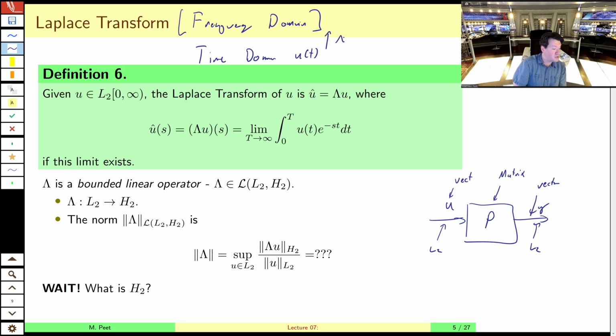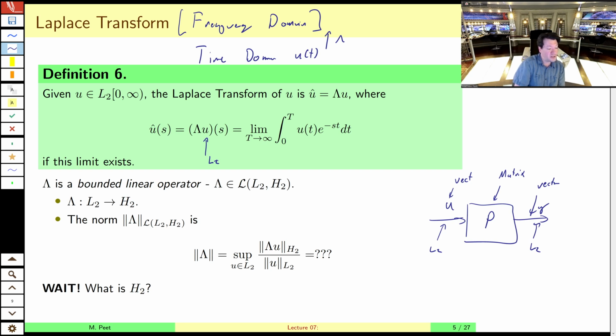Right? So I'm going to do this a little bit backwards. I'm going to first define what the Laplace transform is, and then I'm going to define what spaces it maps. Well, I'll define what the frequency domain is. Right? So the Laplace transform of a signal in time domain, in L2 particularly, because it's not defined unless U is in L2.